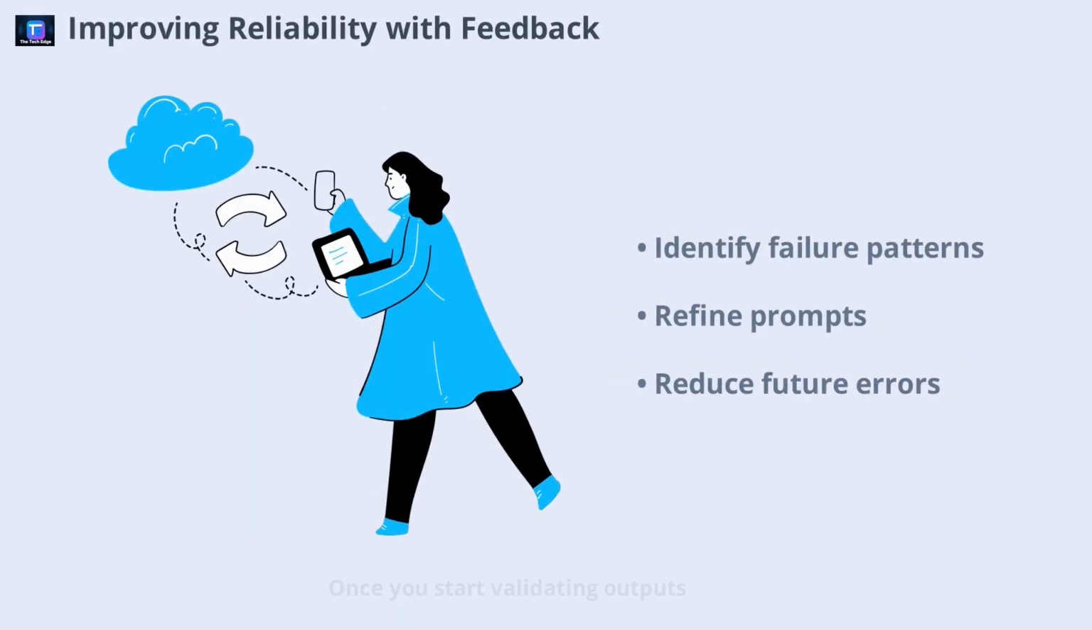Once you start validating outputs, you'll notice patterns in how your LLM fails. Maybe it adds extra commentary or confuses key names. Instead of fixing these manually every time, you can feed this information back into your prompts or fine-tuning data. For example, if the model keeps using the wrong key, you can update your prompt to clarify the expected structure. Over time, this feedback loop helps the model learn to comply with your schema more consistently, reducing validation errors.